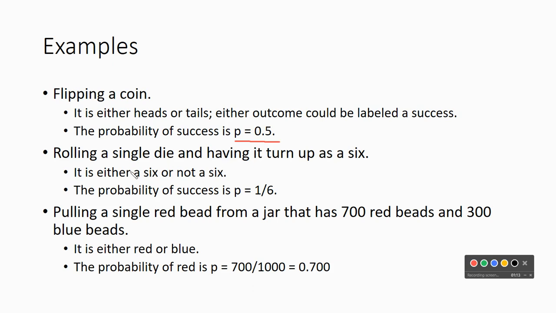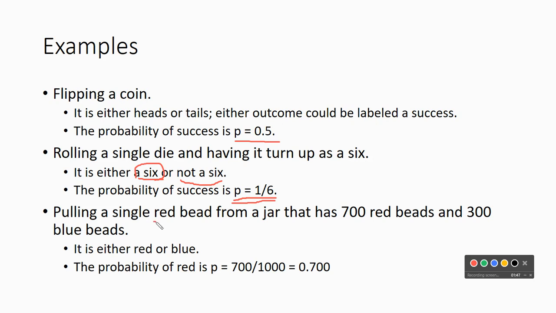Rolling a single die and having it turn up as a 6. That's a Bernoulli experiment because it can be either a 6 or not a 6. It's a matter of whether we frame being a 6 as a success or not. And so the probability of success in this experiment is 1/6, because the 6 only comes up 1/6 of the time.